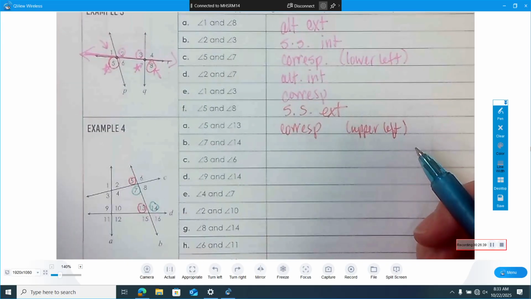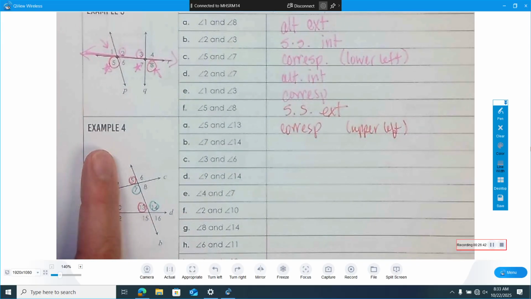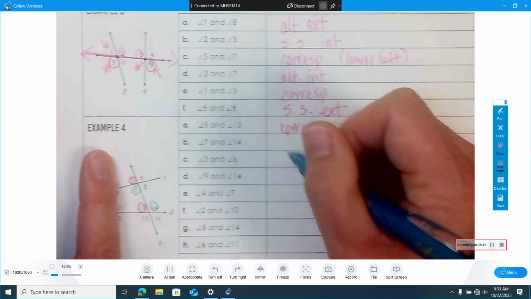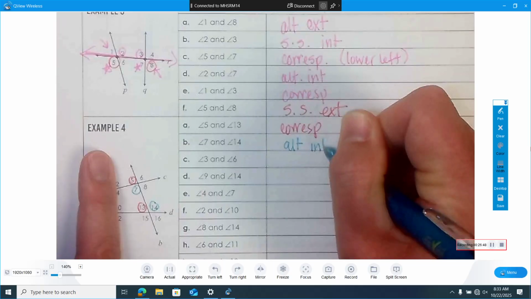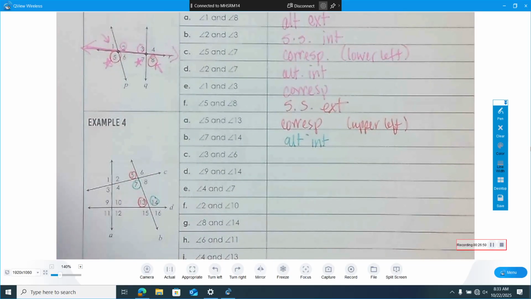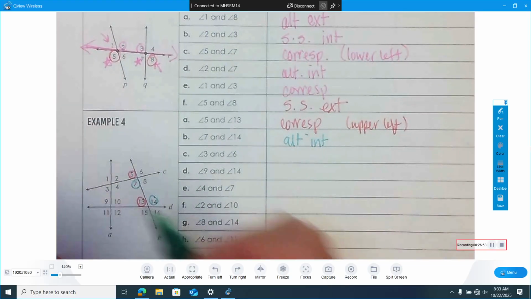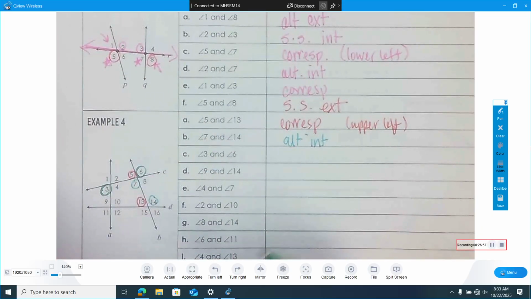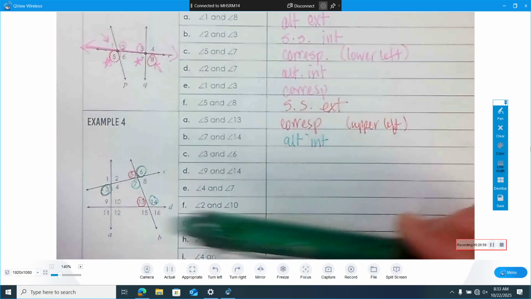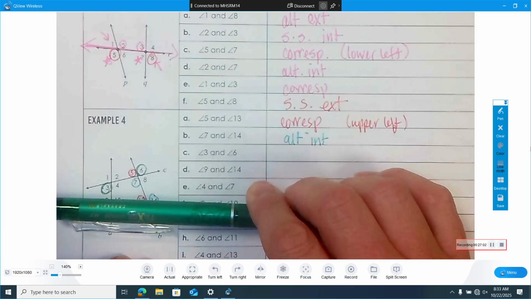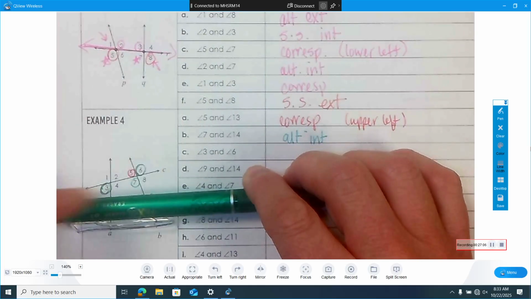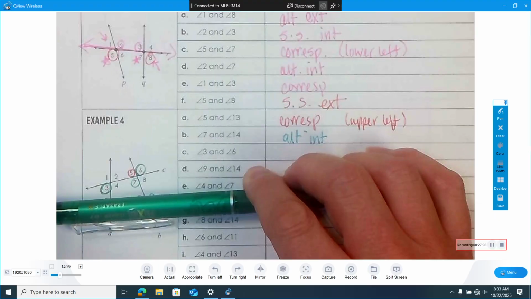Yeah, very good. Again, I can cover up the stuff that's not of interest to me. And now I see that they're on alternate sides and in between. So alternate interior. All right, what about 3 and 6? Ooh, 3 and 6. Alternate exterior. Again, I'm only interested in 3 and 6, so I'm going to cover up all this information below so it doesn't confuse me. And now I see a transversal C, and so 3 and 6 are exterior and alternate.